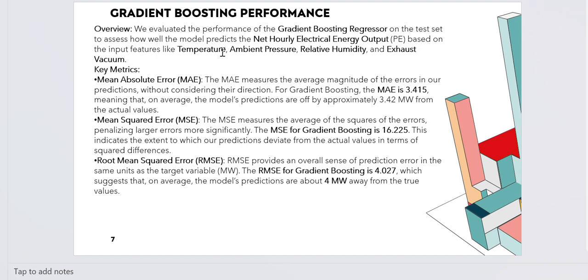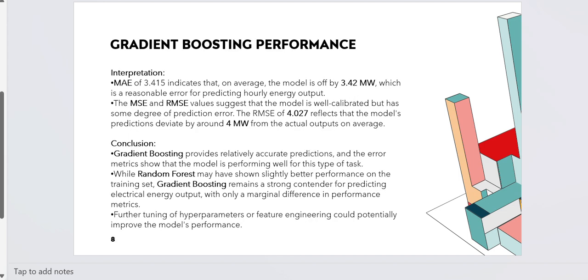So we evaluated the performance of the gradient boosting regressor on the test set to assess how well the model predicts the PE based on the input features like temperature, ambient pressure, relative humidity, and exhaust vacuum. The numbers that got generated were 3.415 for MAE, 16.225 for MSE, and 4.027 for RMSE.